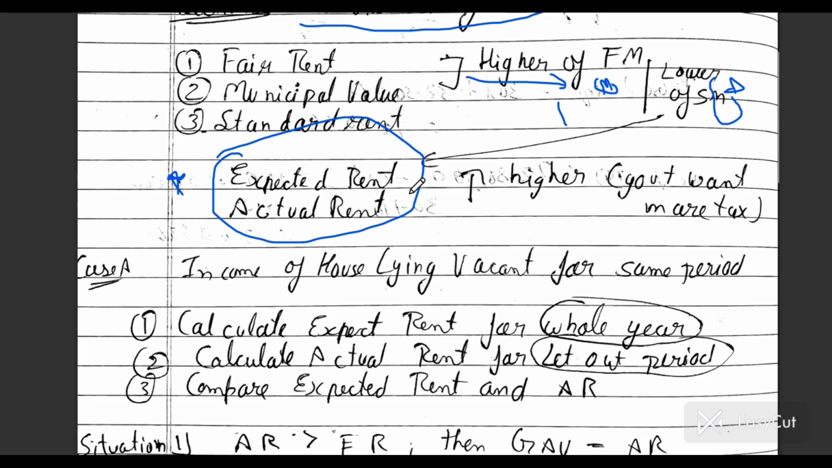Why expected and actual rent, whichever is high? Because the government wants more tax. If you take actual rent lower, it means you are evading some rent amount.